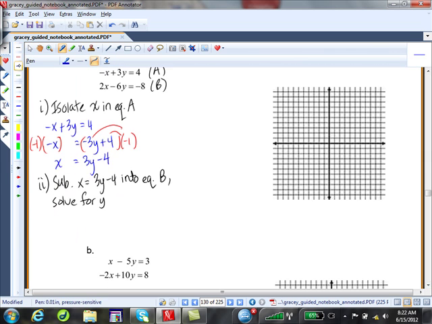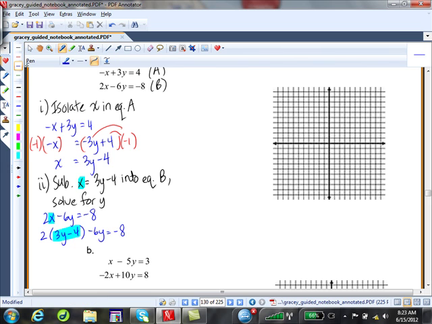So 2x minus 6y equals negative 8. 2 times (3y minus 4) minus 6y equals negative 8. This was the substitution this time.